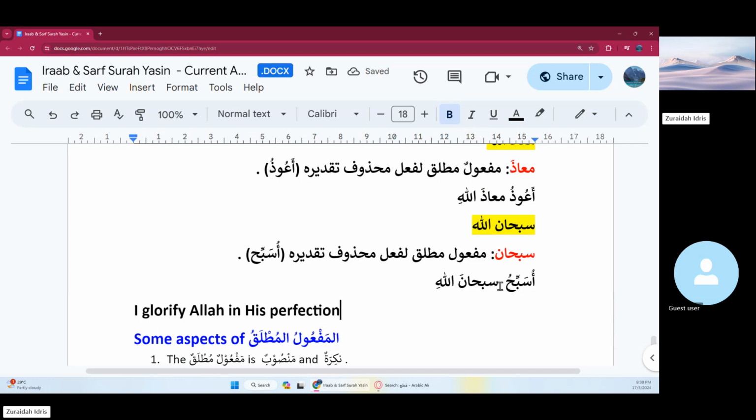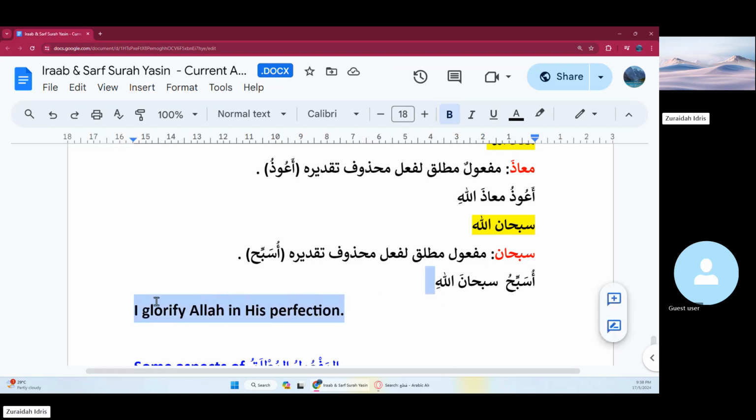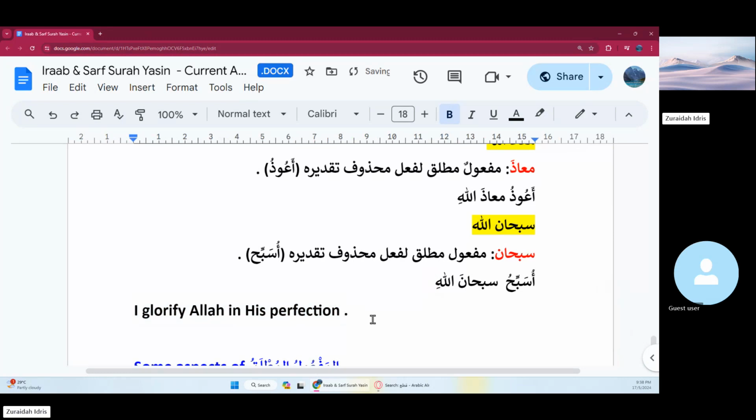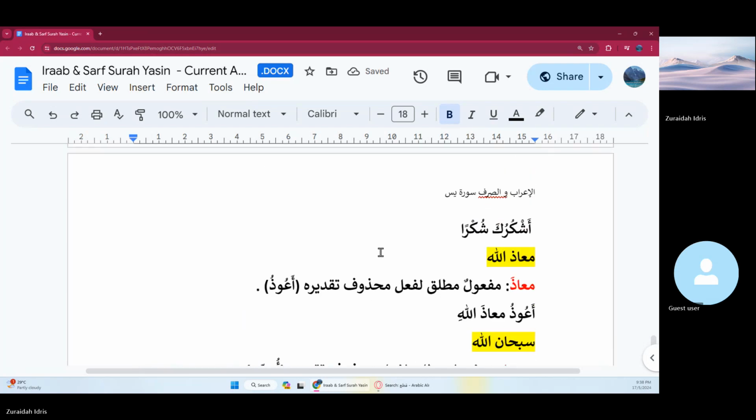Because remember, the root word sabaha actually means to swim, to stay afloat. You're above everything. So that's why they call it Subhanallah. So in His perfection, He's above all flaws. Perfection here, above. Things like that. Absolutely perfect. All right.